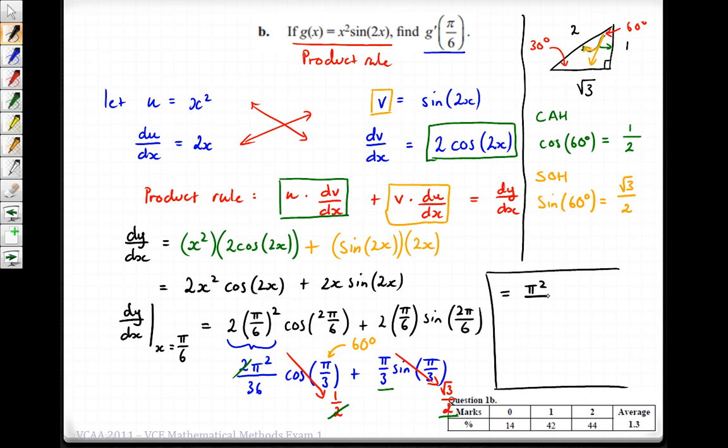We'll have pi squared on 36, which takes care of all of this bit here. And then we've still got added onto that pi times root 3, and then we combine again that 3 and that 2 to be 6 down the bottom, and that takes care of all of this bit here. So that's our final answer.